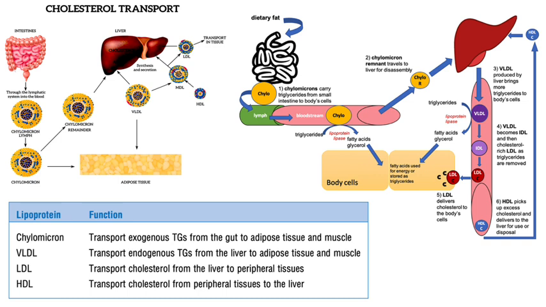The next slide shows cholesterol transport from the gut to the system. From the dietary fat that we take in, the chylomicrons carry triglyceride from the small intestine to the body cells. Now these chylomicrons are acted upon by lipoprotein lipase to become fatty acids and glycerol. This lipoprotein lipase is an extracellular enzyme on the vascular endothelial surface anchored to the capillary walls.